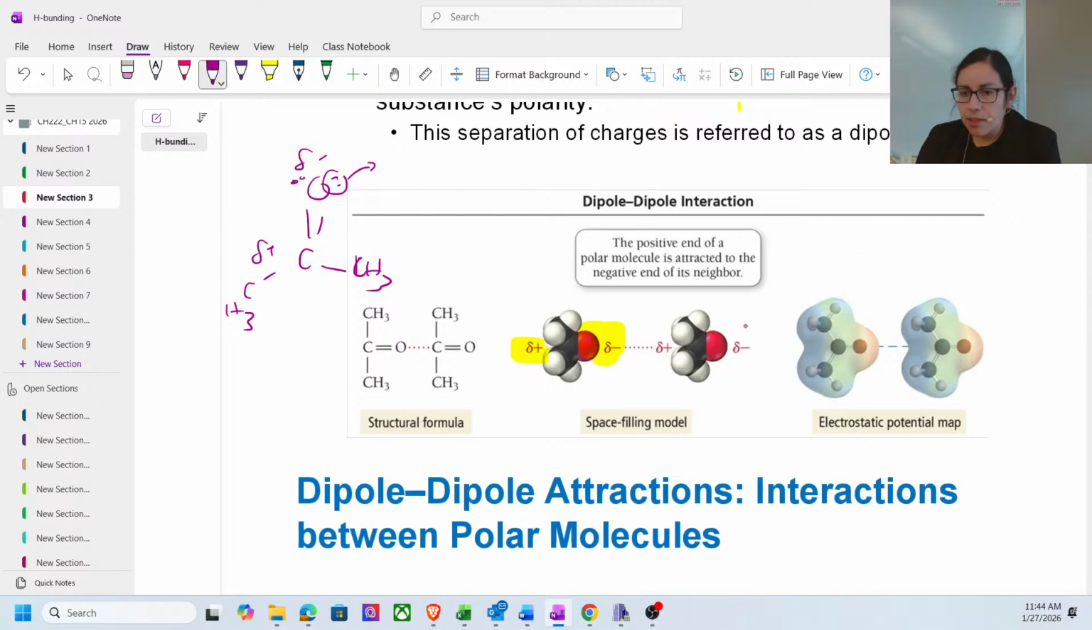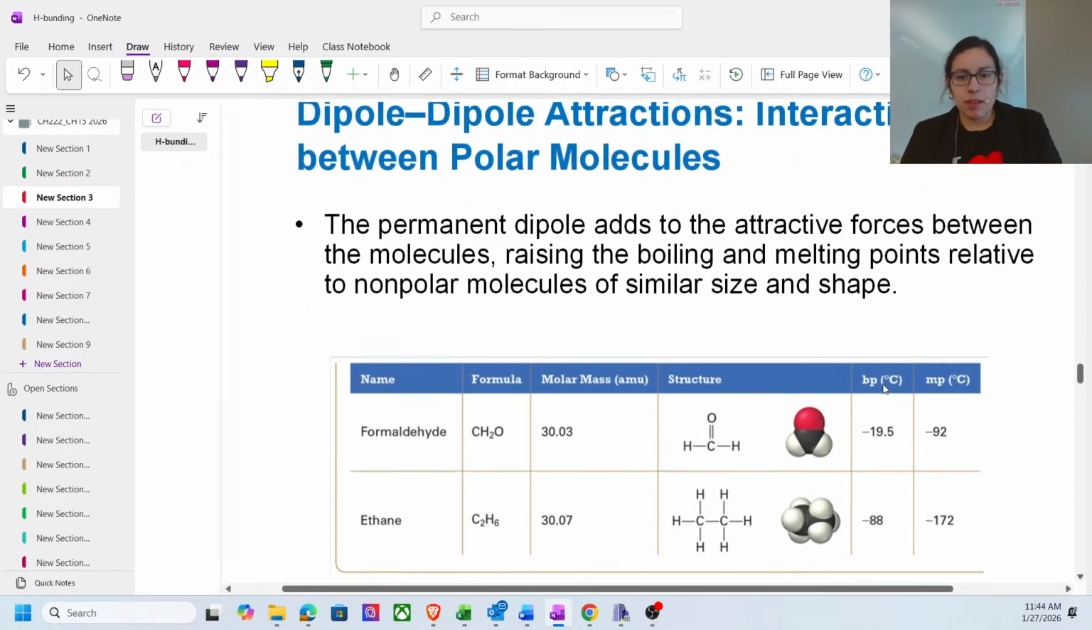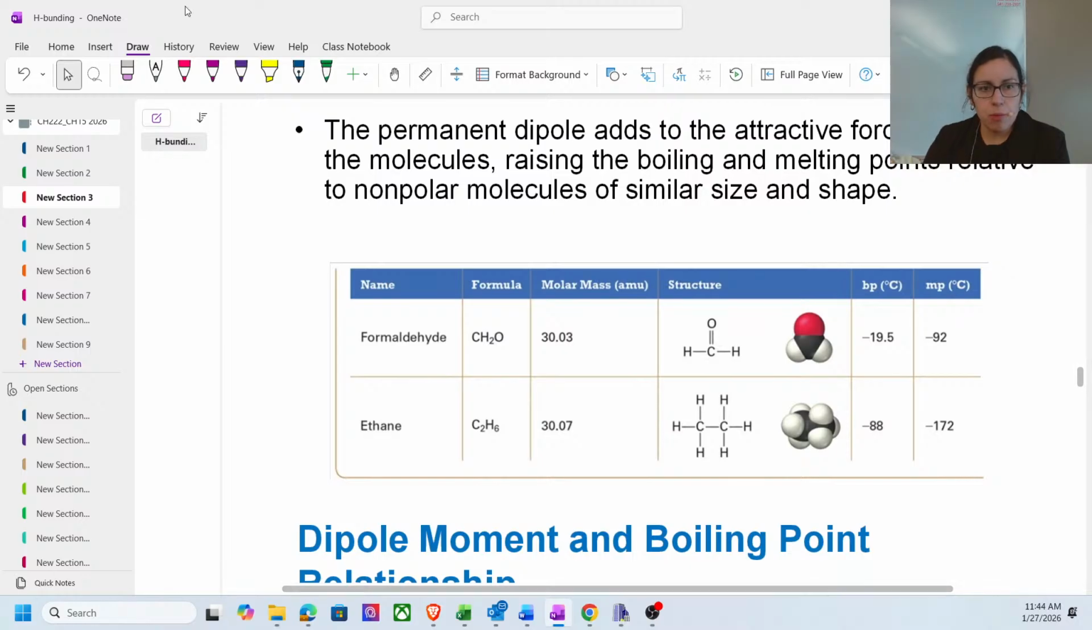And then again, I like this electrostatic potential map just so we can appreciate how we have a permanent dipole there. Again, in red is showing our region of high electron density. Then blue is low or positive. And so now let's look at how powerful this permanent dipole moment is.